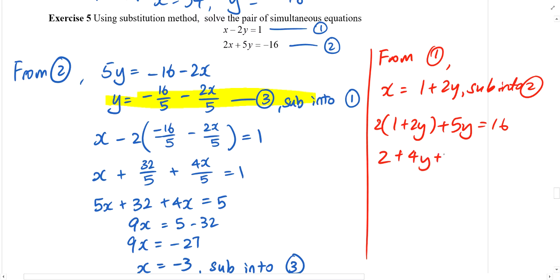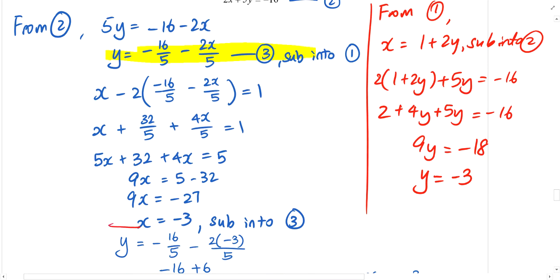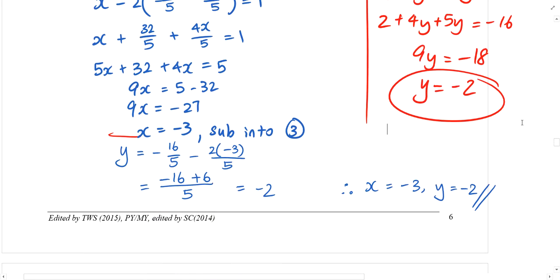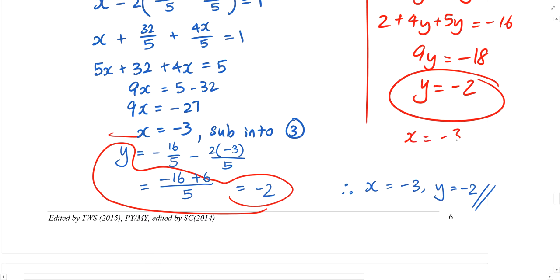2 plus 4y plus 5y equals 16. 9y equals... Oh wait, this is negative 16, huh? Negative 18, so y equals negative 2. See, same. Okay. y equals negative 2 over here. Same. So after that, I'll get x equals negative 3 after I do the rest. Alright?